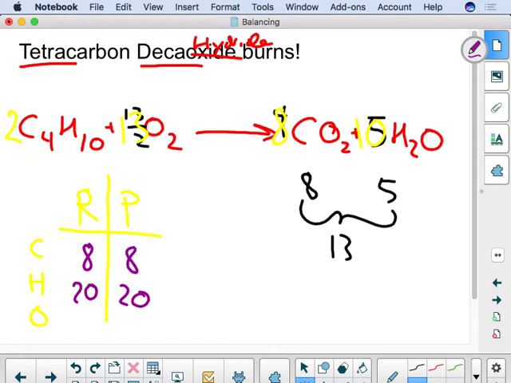How many oxygens do I have on my reactant side? 26. 13 times 2 is 26. Over here, I've got 8 times 2 is 16. I've got 10 times 1 is 10. That indeed adds up to 26.